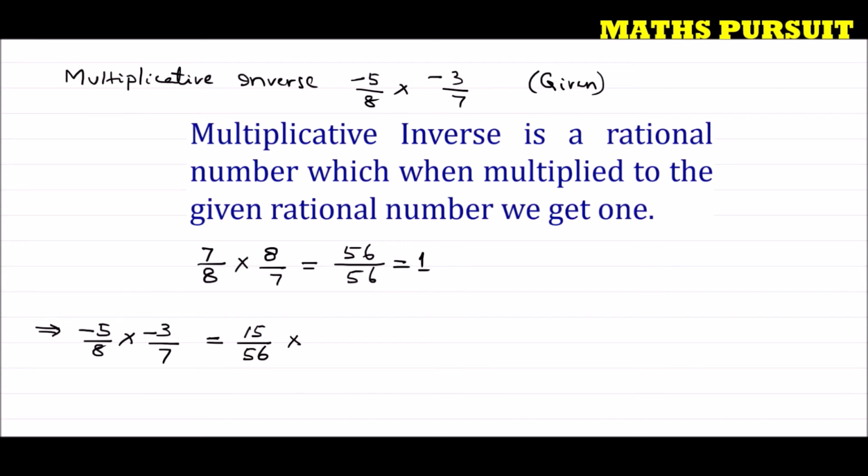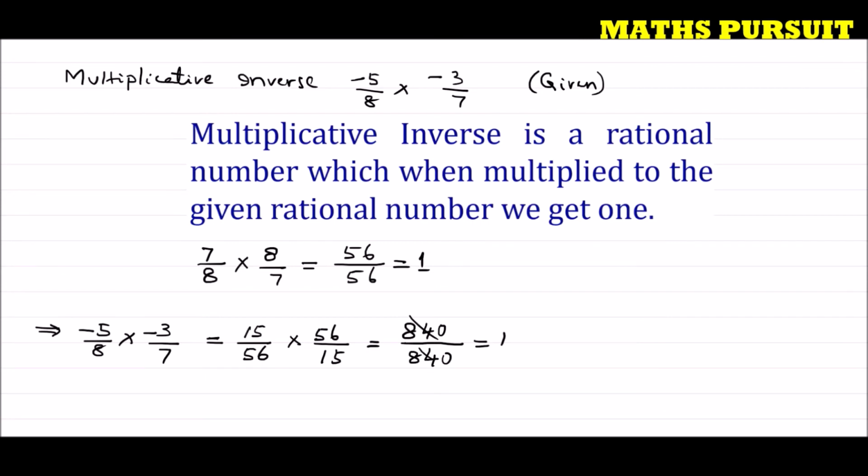Now again the answer is very simple and very straightforward. I just need to take the reciprocal of 15/56, that is 56/15. If we multiply 15 into 56, we will get 840, or 56 into 15, same 840. Now 840/840 is equal to 1. It cancels out and we get 1.